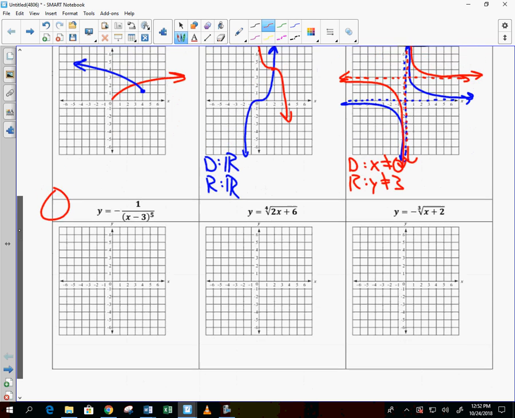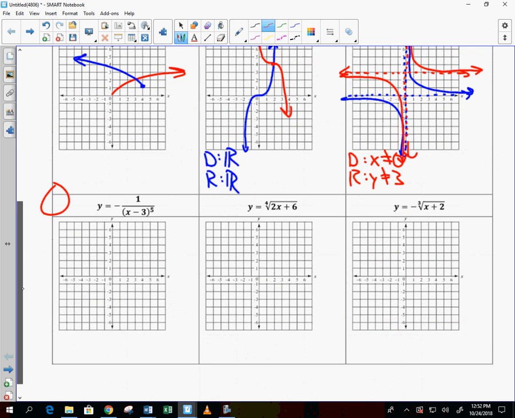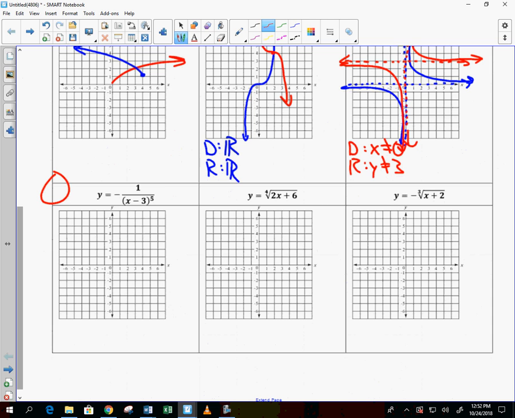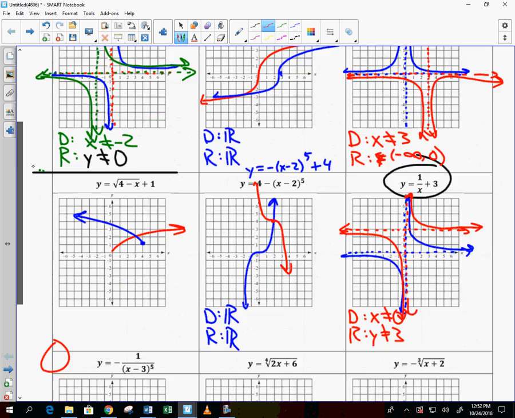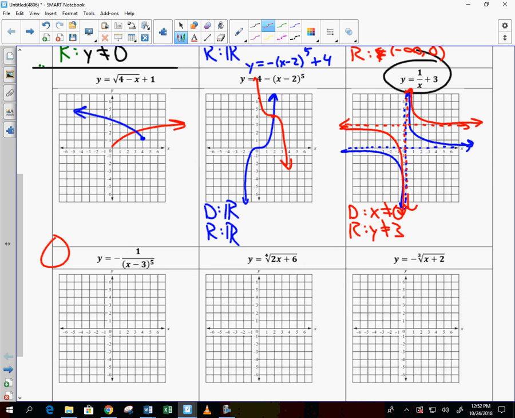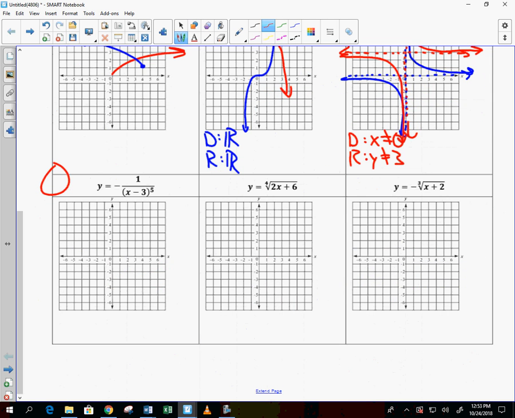How about this guy right here? Is that going to look more like the first one or the third one? Which one's it going to look more like? What do you think? Why do you say third? Because it's got the exponent. Exactly. Okay. But is the exponent odd or even? Odd. And we see that this also has an odd exponent. So if it's got an odd exponent, it's going to look more like this one. Even exponent, it'll be above the x-axis. So we see that odd exponent. So that means that its parent function looks just like the first one, basically.